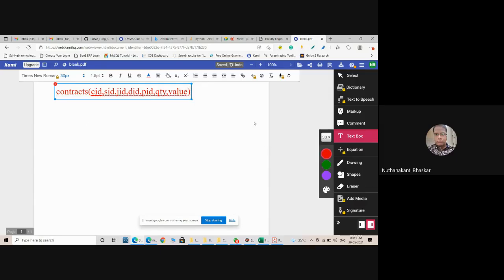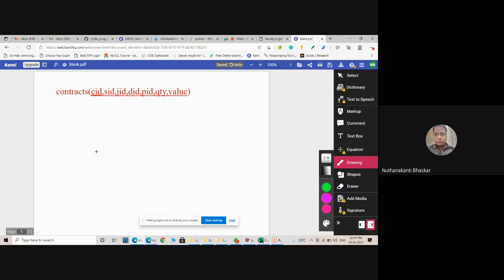Here, instead of taking CID, SID, JID and all these, I'm going to take some symbols. For CID, I am taking C for representation of the attributes, for ease. The SID for S, JID for J, DID for D, then P, Q, and V. So these are the symbols I am taking here, for remembering easily.